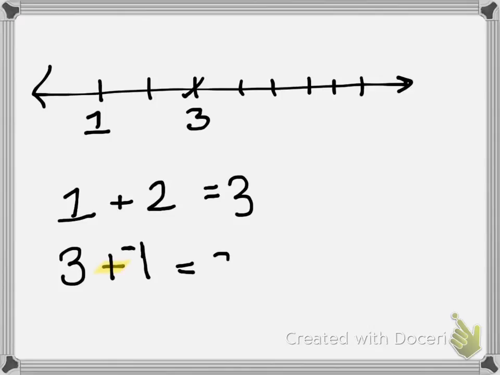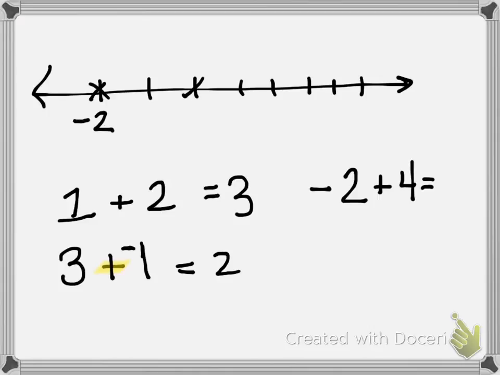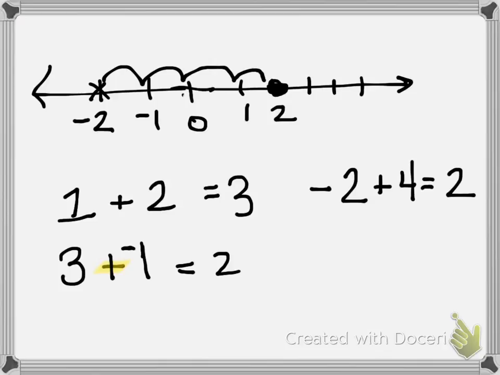when you have a negative 2, and let's say you're adding 4 to it? So if I'm at negative 2, and that's my starting point, and I'm going to add 4, I'm going to go 1, 2, 3, 4 in the positive direction, and that's going to put me at 2.